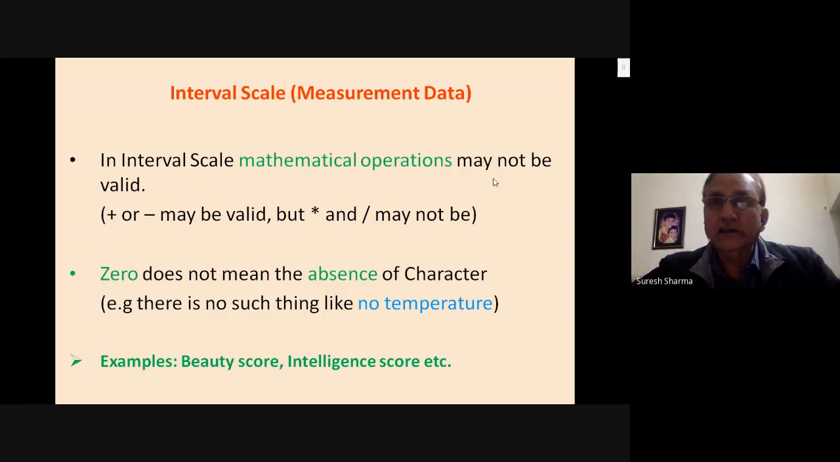So in interval scale, 0 means the quantity exists. Please try to listen to me carefully. In interval scale, if there is a 0, that means this quantity exists at this point. That's why in interval scale, 0 is known as arbitrary 0. It's not the true 0. True 0 means it doesn't exist, basically. This is what we mean by true 0. But in case of interval scale, 0 is an arbitrary 0. Okay.